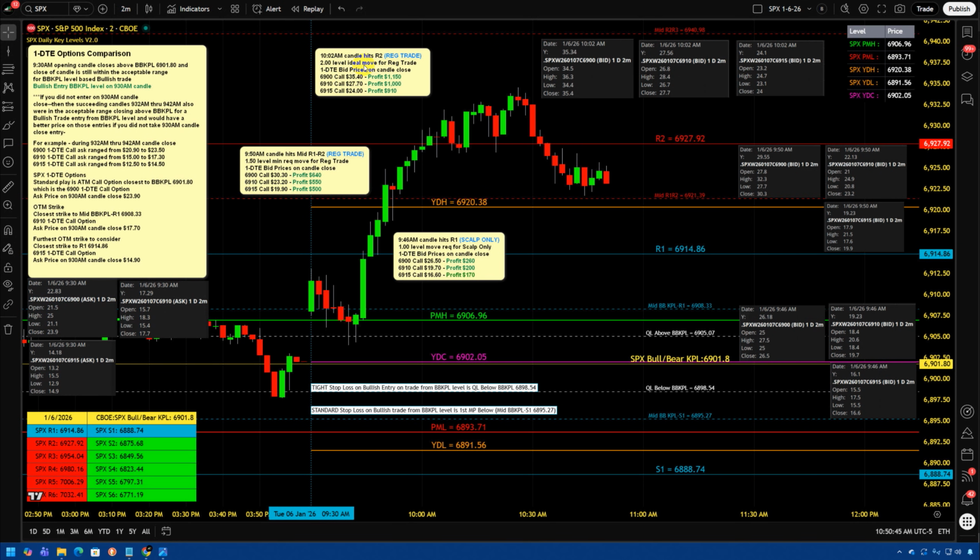R2 hit for the two-level ideal move. 1DTE 6,935.40. Profit $1,150 per contract. On the 0DTEs, the profit was $1,330 per contract. The 69.10s, 2770, profit $1,000 per contract. On the 0DTEs, it was a profit of $1,070 per contract. Then the 69.15s, $24 profit, $910 per contract. On the 0DTEs, it was $920 per contract.